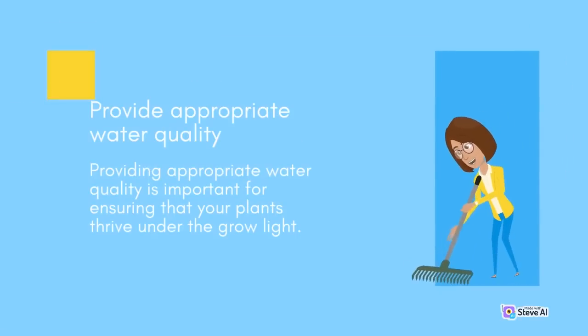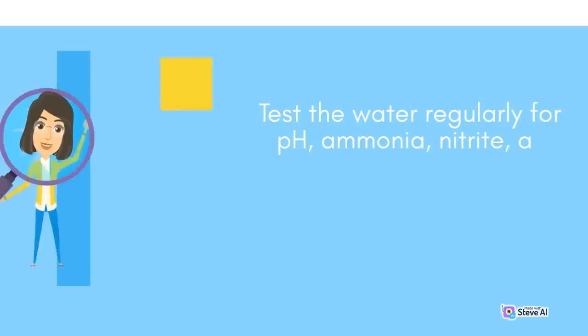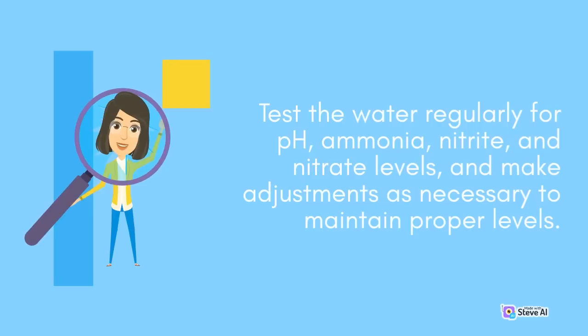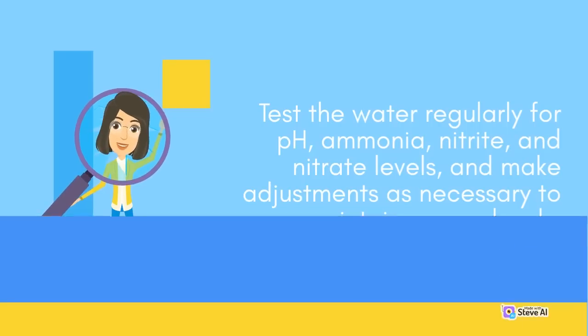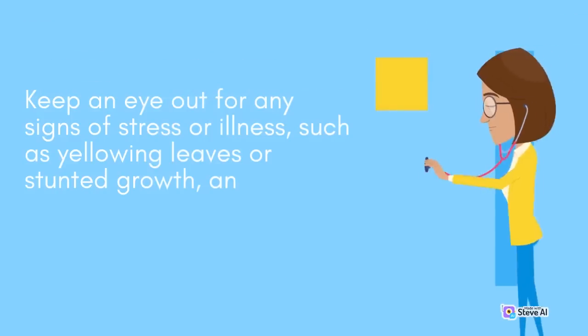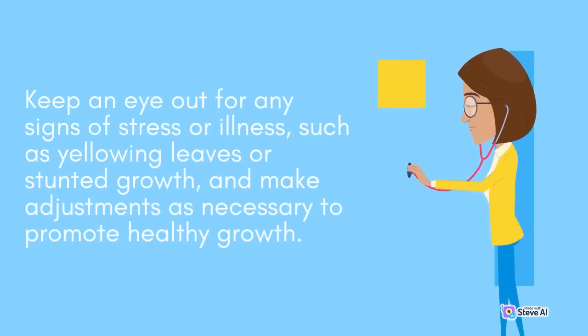Provide appropriate water quality. Providing appropriate water quality is important for ensuring that your plants thrive under the grow light. Test the water regularly for pH, ammonia, nitrite, and nitrate levels, and make adjustments as necessary to maintain proper levels. Monitor the health of your plants. Monitoring the health of your plants is important for detecting any potential problems early on. Keep an eye out for any signs of stress or illness, such as yellowing leaves or stunted growth, and make adjustments as necessary to promote healthy growth.